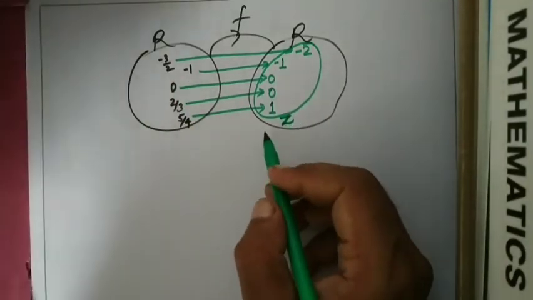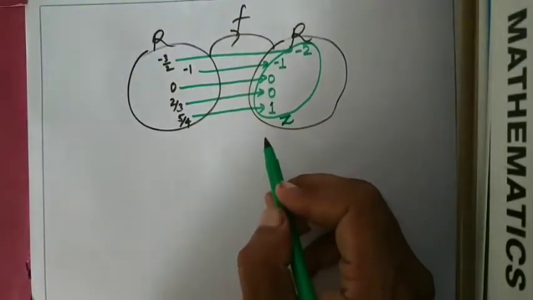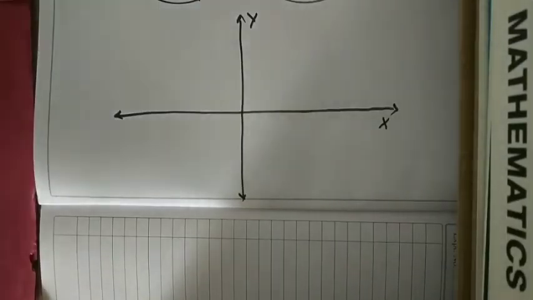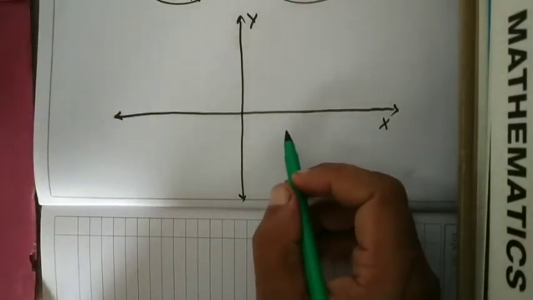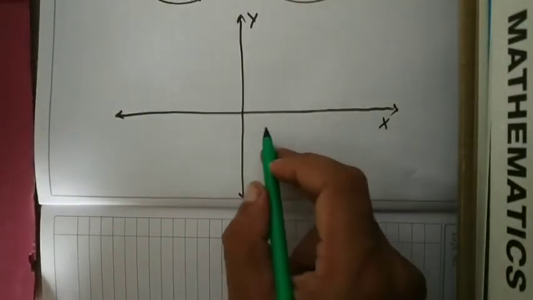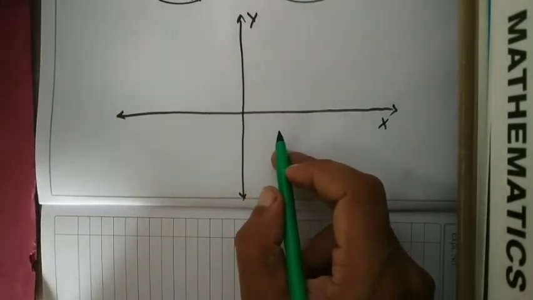Now we are going to see the graph of this function. So let's see the graph. Here on the Cartesian plane, I have plotted the x and y axes. And now we are going to see the projection of the greatest integer function.